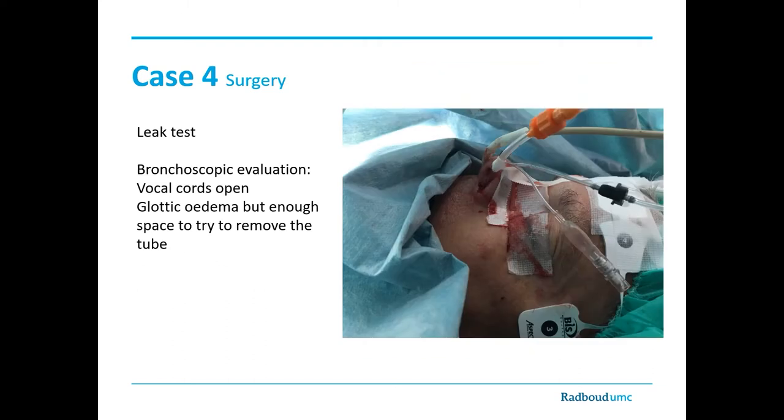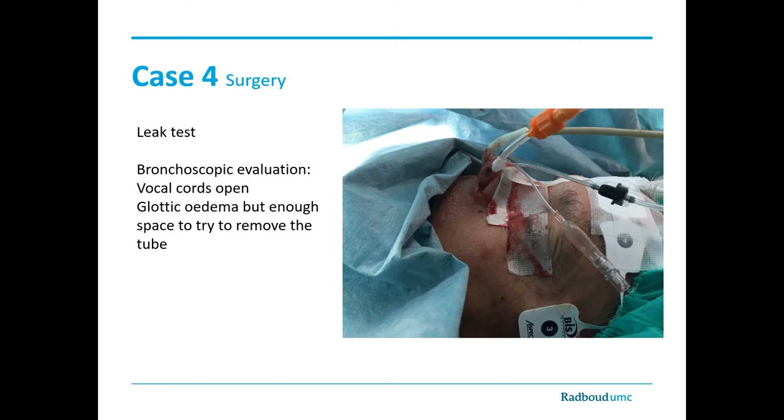When the trachea is closed, we always perform a leak test. So we close the nose and the mouth of the patient, and we empty the cuff, and we give some pressure, and then the surgeon has a look if there are air bubbles in the surgical field.